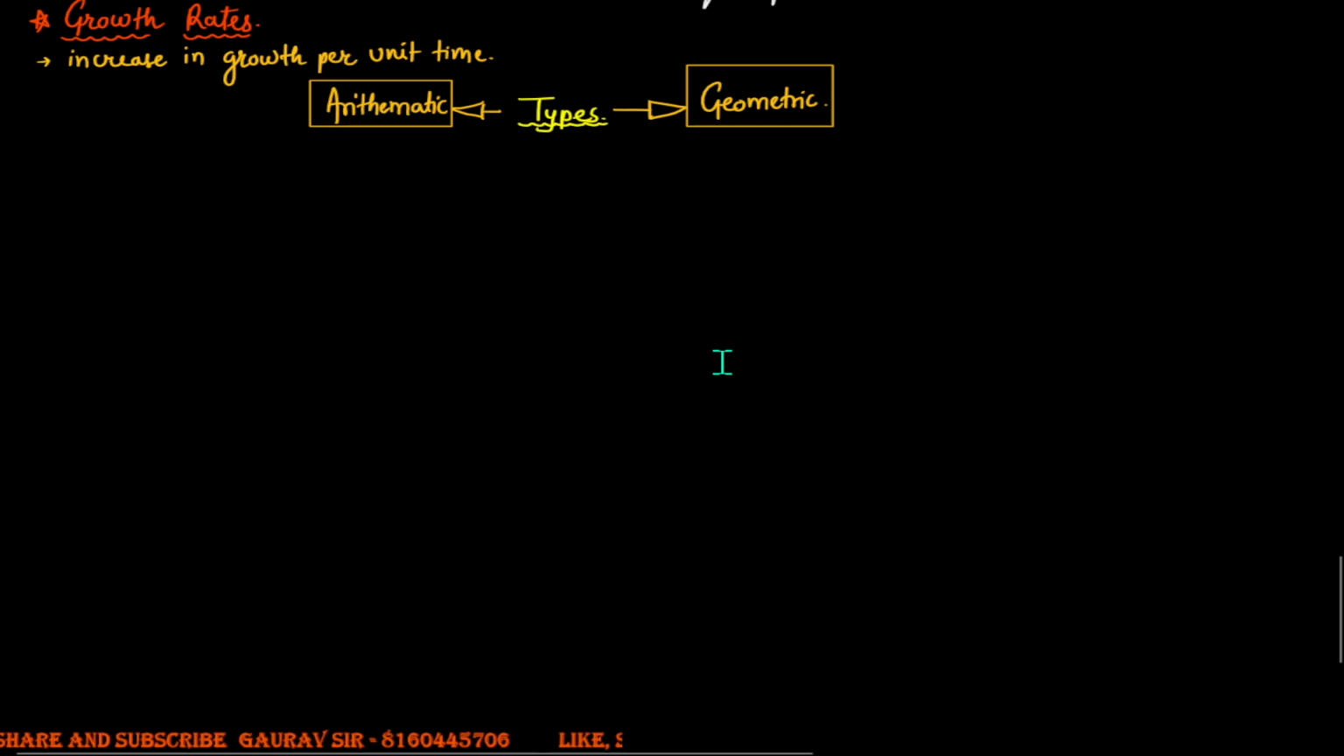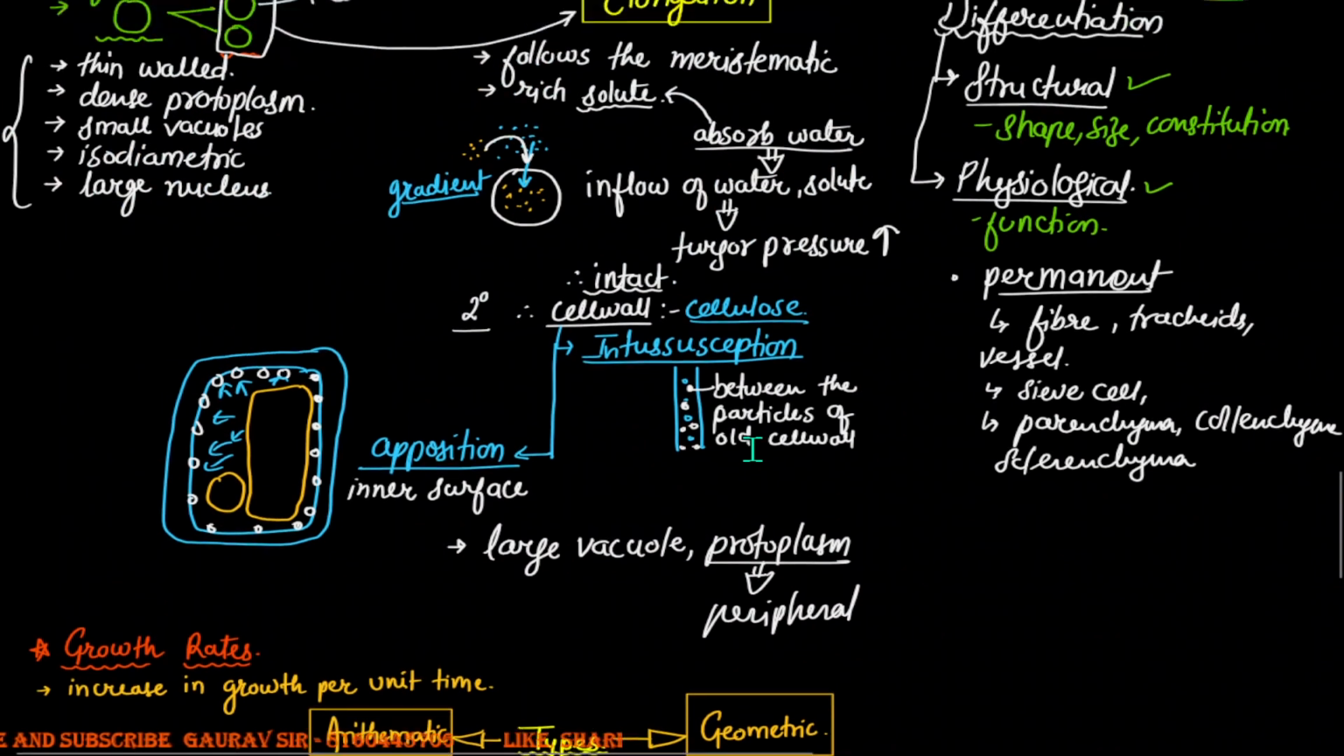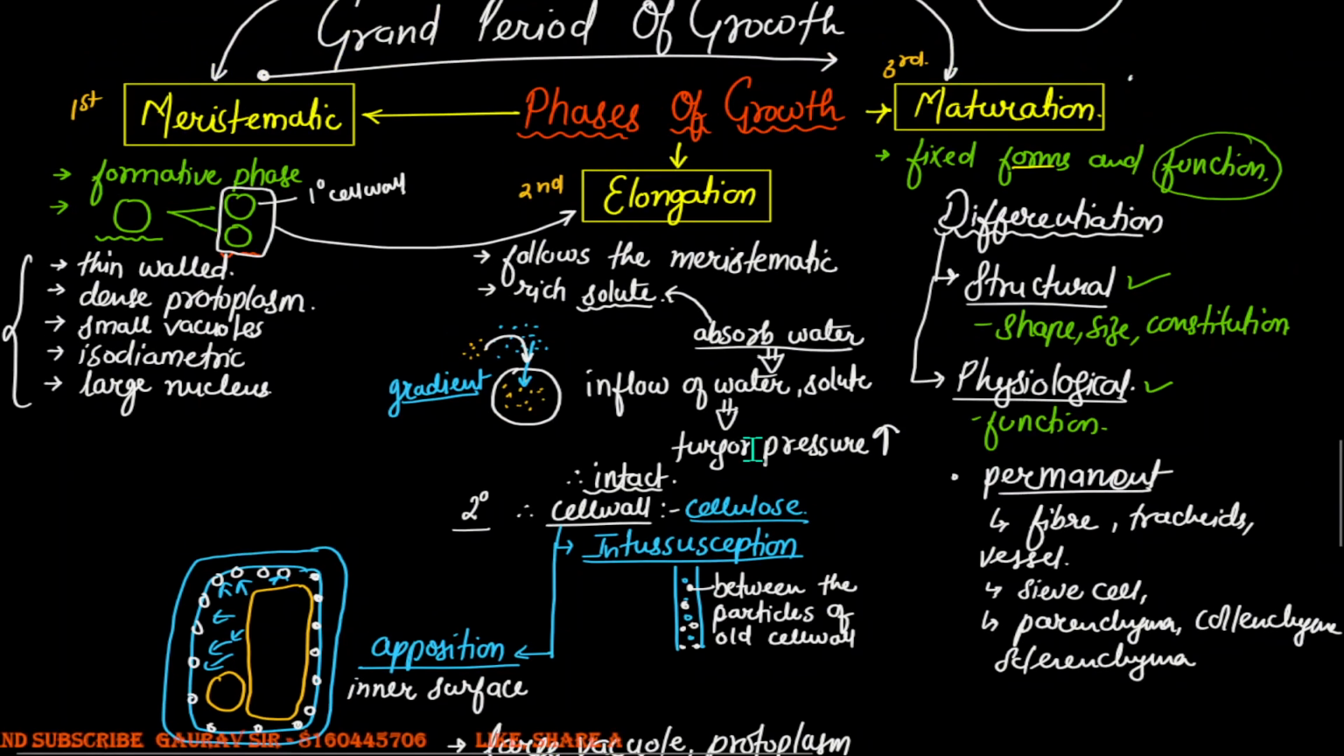In this video, we will discuss growth rates. But first, let us have a brief recall of what we studied in the last class. In the last class, we discussed phases of growth, whereby we understood that there are different phases of the growth. First of them is meristematic, followed by the elongation and the maturation phase.